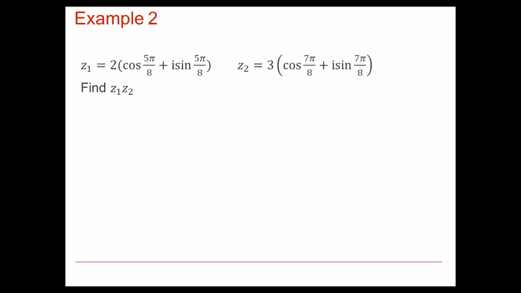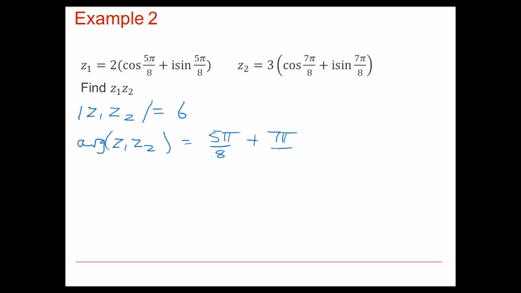Here is a second example. In this case, we know that the modulus of z1 z2 will equal 2 times 3, or in other words 6, and that the argument of z1 z2 will equal 5 pi by 8 plus 7 pi by 8, or in other words 12 pi by 8, or 3 pi by 2 if we cancel down by 4.